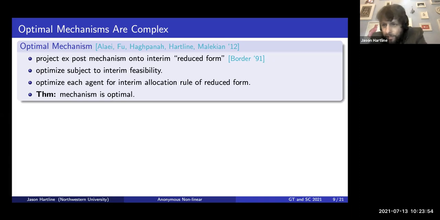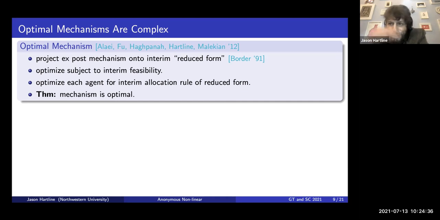Okay, so I said previously that optimal mechanisms for agents with budgets are complex. So for this problem I just put down on the previous slide, the optimal mechanism there is complex. There's a general approach for solving these. You project ex post feasibility onto the interim reduced form, and then you optimize revenue across your agents, the sum of the payments the agents make, subject to this interim feasibility. And then you optimize each agent's individual revenue subject to the interim allocation rule that comes from this interim feasibility.